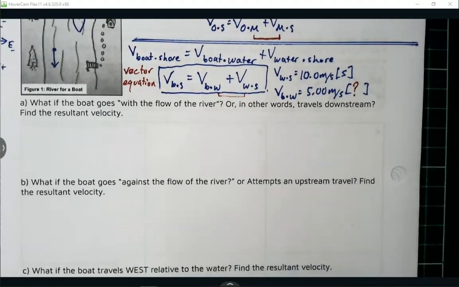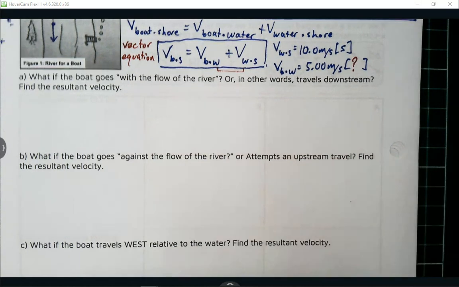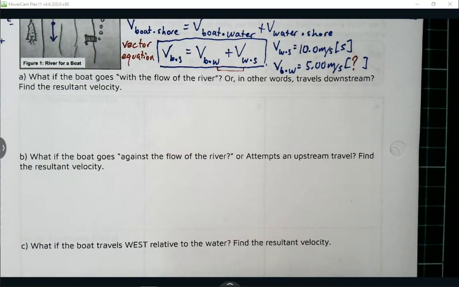I want to take a look down here at the question. The question says, if the boat goes with the flow of the river, or in other words, travels downstream. So I'm trying to use different vocabulary words, just in case English isn't your first language. I'm trying to use slang, and I'm going to continue to lean into using slang to make sure that we're all speaking English as you'll encounter when you're talking with people. But if you go with the flow of the river, travel downstream, those are both synonymous terms.